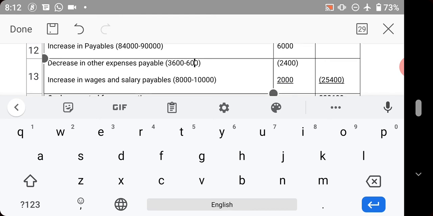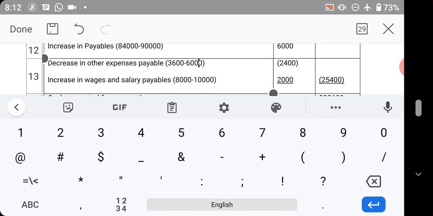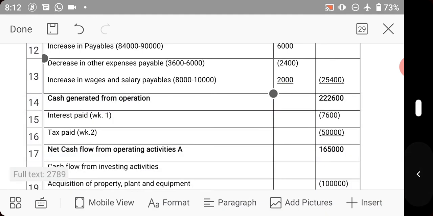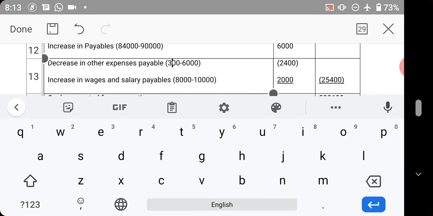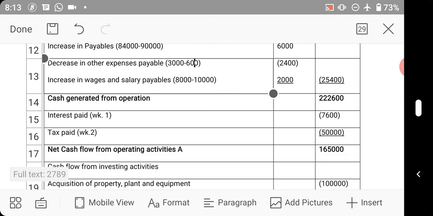Sorry, this is 600. It's now 600. So 36 minus 600 will give you 24. Then you have increase in wages and salaries payable. It was 8,000 and it increased to 10,000. You have 2,000. So you add. This should be 3,000 and this should be 600. Sorry for that typo error.